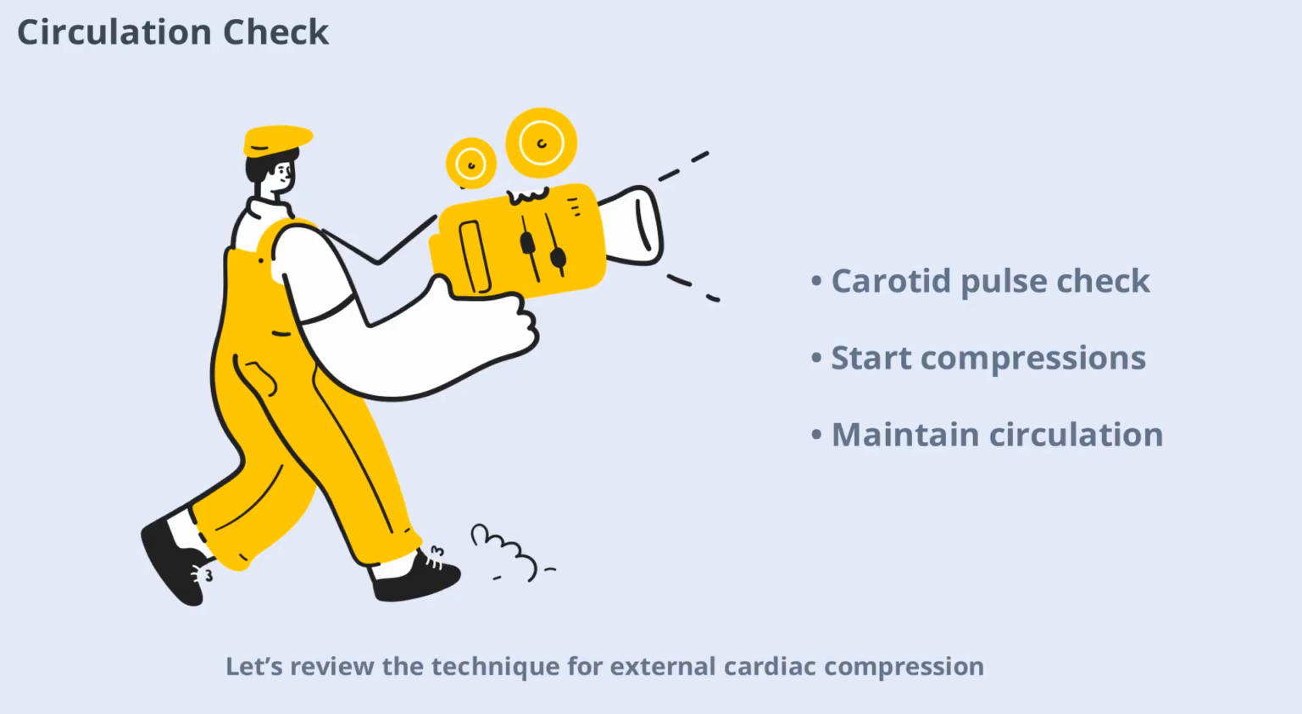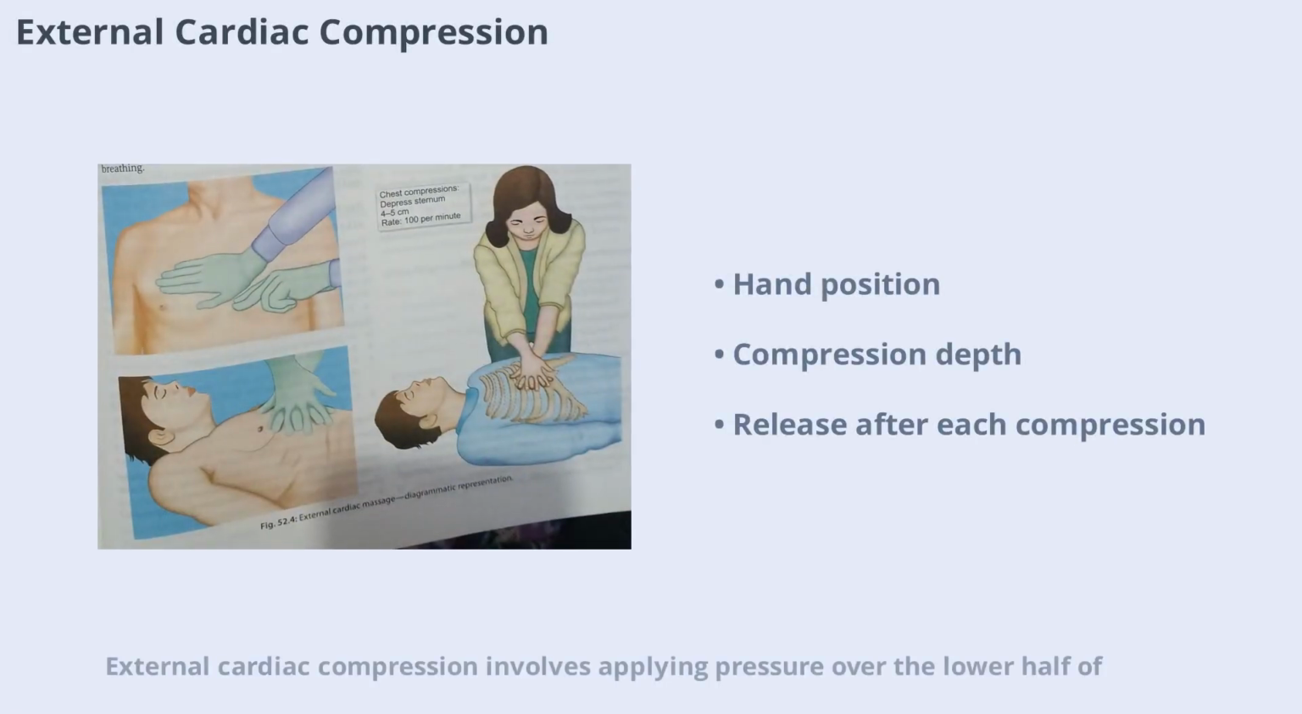Let's review the technique for external cardiac compression. External cardiac compression involves applying pressure over the lower half of the sternum at a rate of more than 100 per minute. The victim should be supine on a firm surface. Locate the lower margin of the sternum.